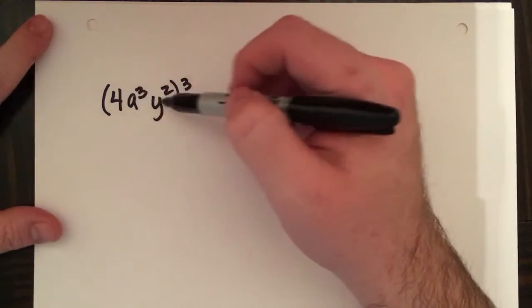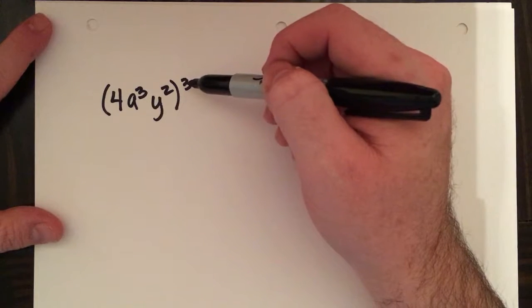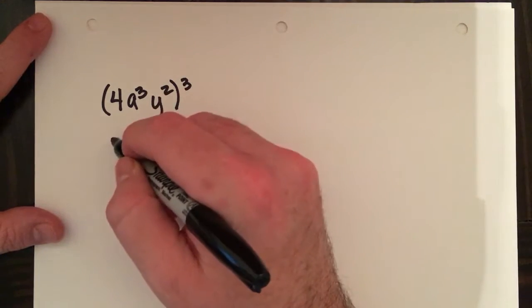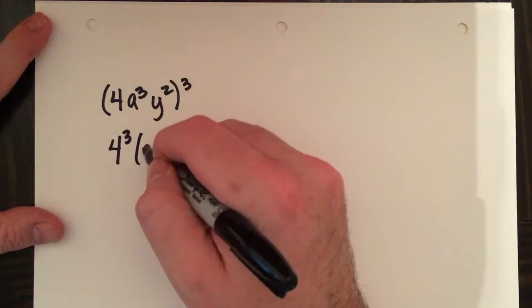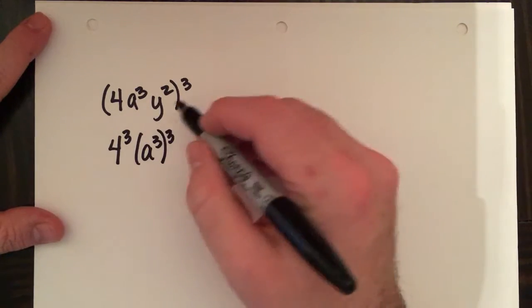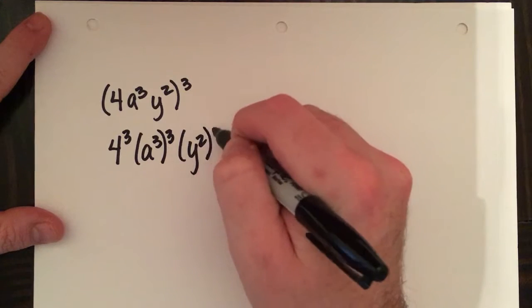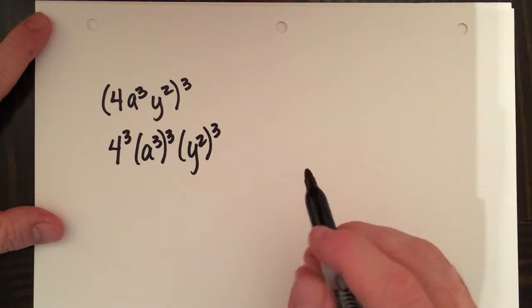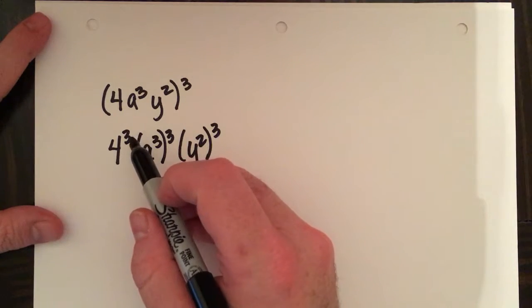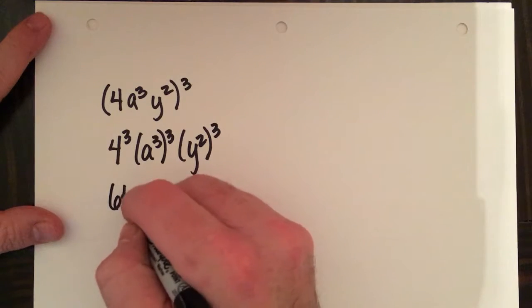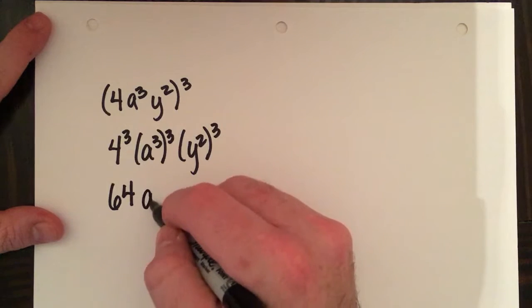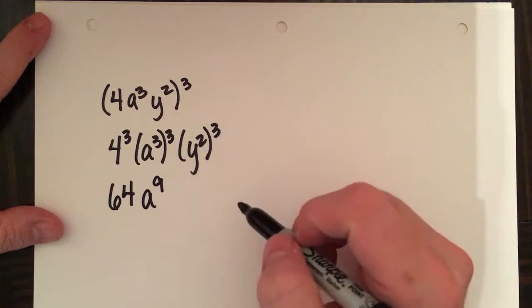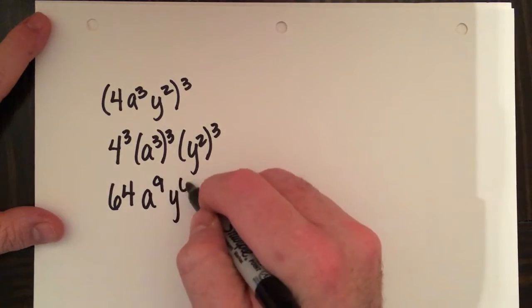Since there's no addition or subtraction, you can just distribute the exponent. That becomes 4 to the third, a to the third, and y squared to the third. 4 to the third is 4 times 4 times 4, which is 64. Power to a power we multiply, so that's a to the 9th. Power to a power we multiply, that's y to the 6th.